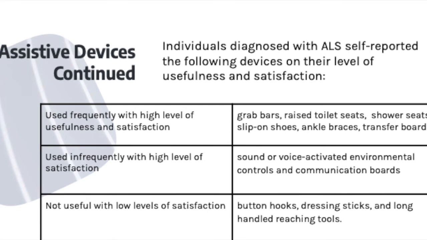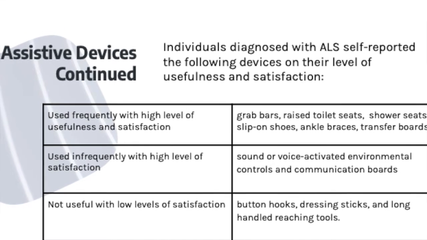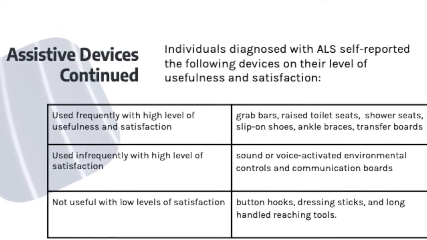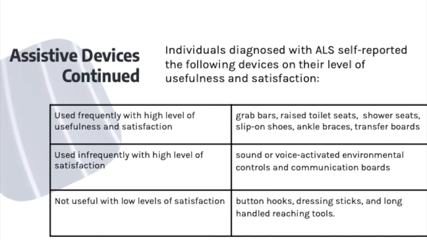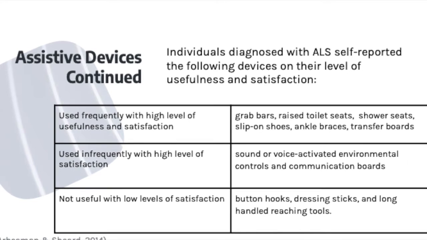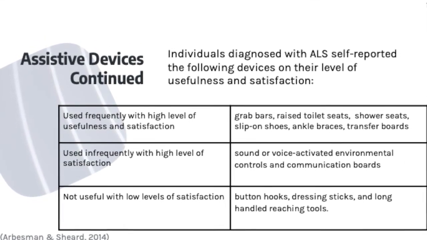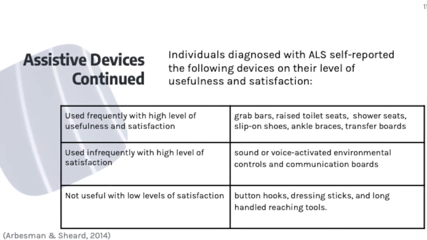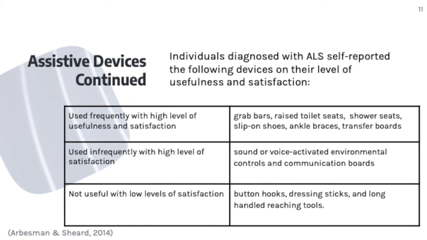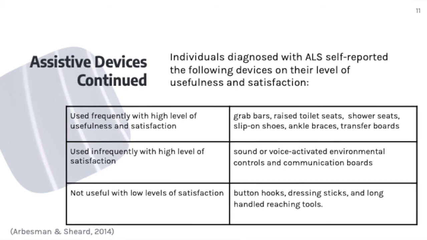Individuals diagnosed with ALS self-reported the following devices on their level of usefulness and satisfaction. Those that are used frequently with high level of usefulness and satisfaction include grab bars, raised toilet seats, shower seats, slip-on shoes, ankle braces, and transfer boards. Those used infrequently with high levels of satisfaction include sound or voice-activated environmental controls and communication boards. Those that were not found useful and had low levels of satisfaction include button hooks, dressing sticks, and long-handled reaching tools.